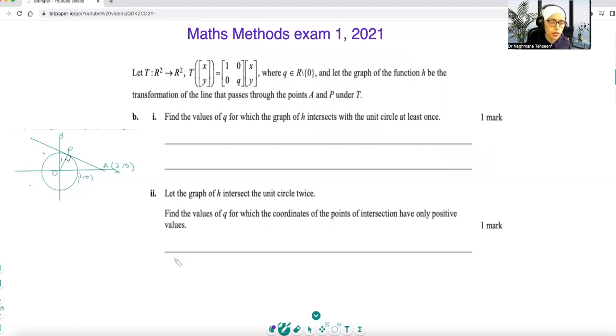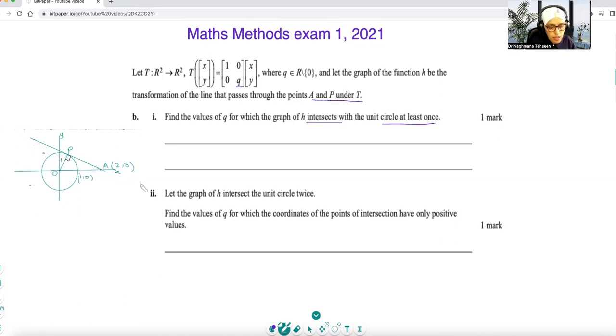Okay, now let's look at the second part of question number 9. We have the transformation where Q is the dilation factor. Let the graph of the function h be the image of the line passing through the points A and P under that transformation. Find the values of Q for which h intersects the unit circle at least once. At least once is a very important point here.